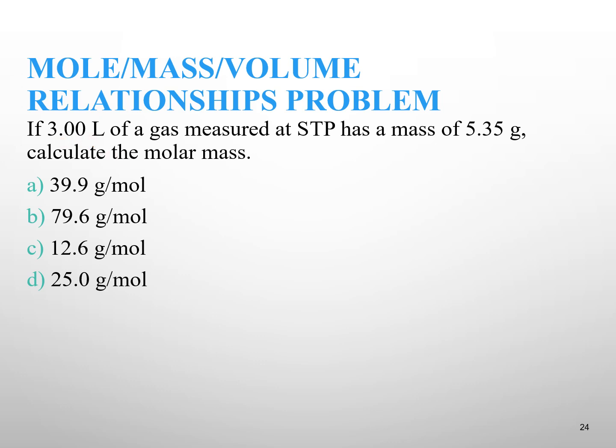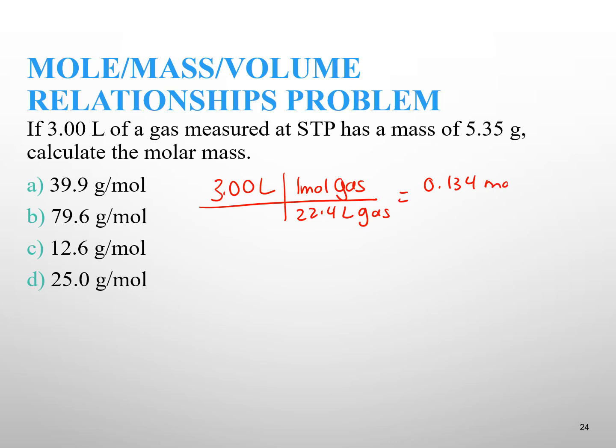So what we want to do is take 3 liters of this gas, and then we'll know that 1 mole of the gas is going to be 22.4 liters of the gas. And this will give us a mole number of 0.134 moles of gas. Okay, so we have this gas here.